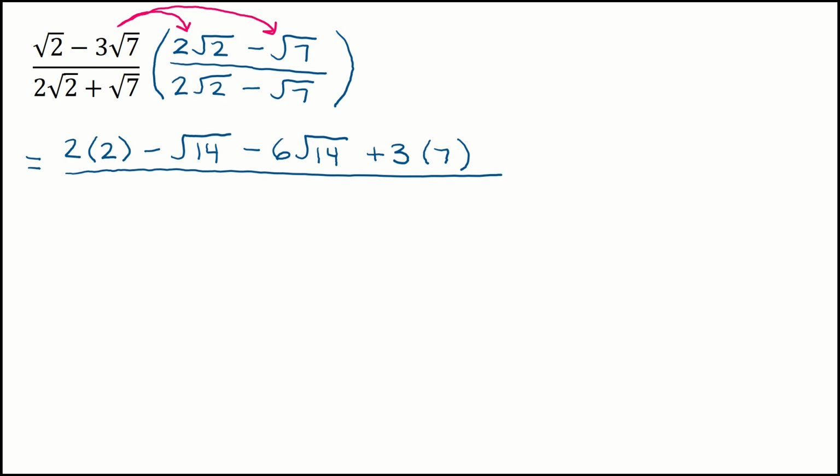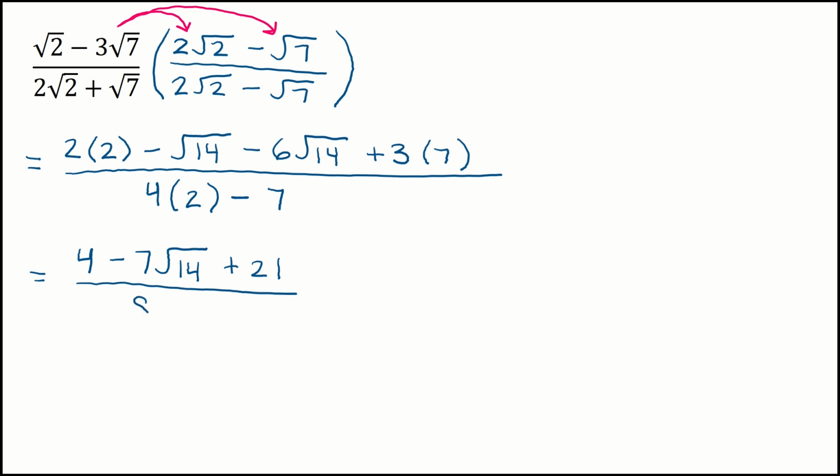the denominator. Remember, difference of squares, so square the first term. 2 squared is 4. Root 2 squared is 2. And keep the minus sign. Root 7 multiplied by root 7 is going to end up being 7. So let's simplify this a little bit more. 2 times 2 is 4. The negative root 14 and the negative 6 root 14 can be combined to make negative 7 root 14. And 3 times 7 is working out to 21. And on the denominator, we have 4 times 2, which is 8, minus 7.